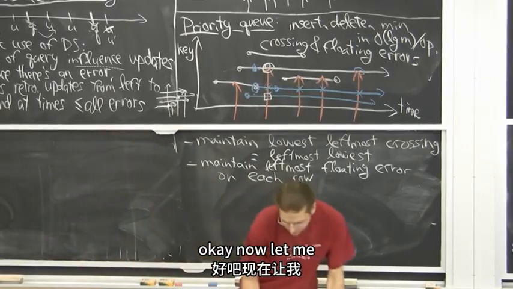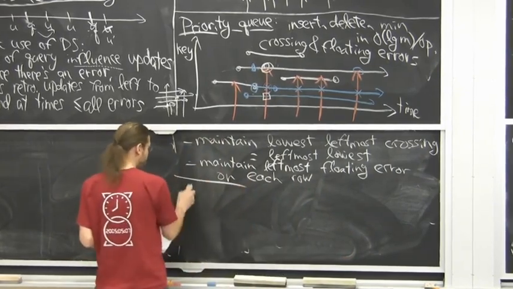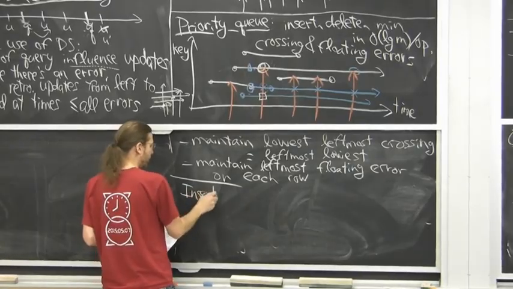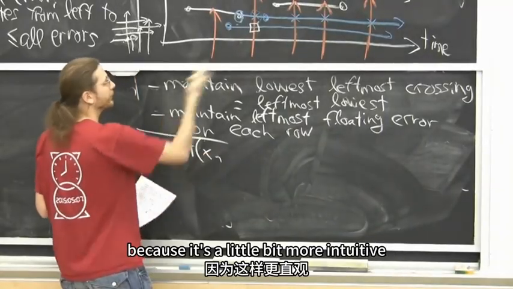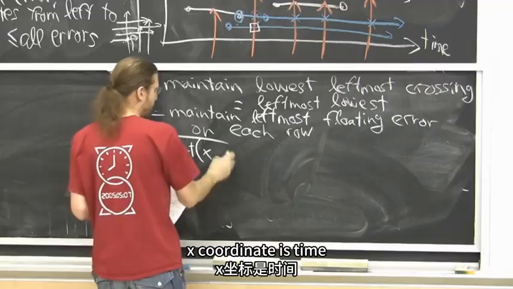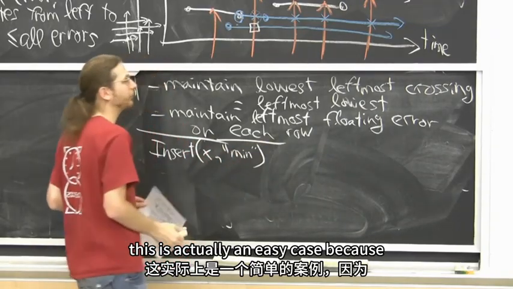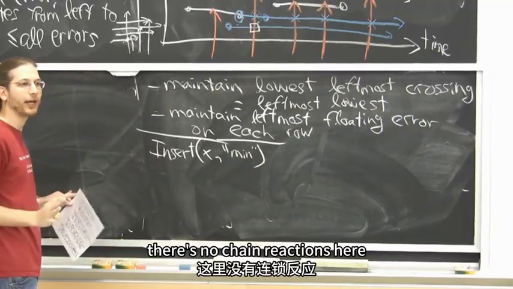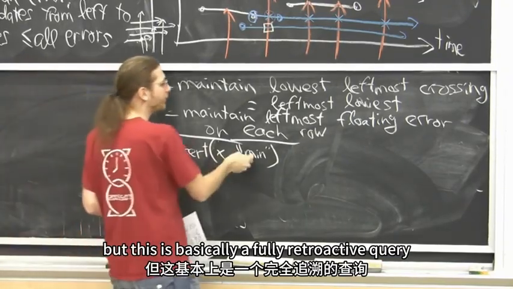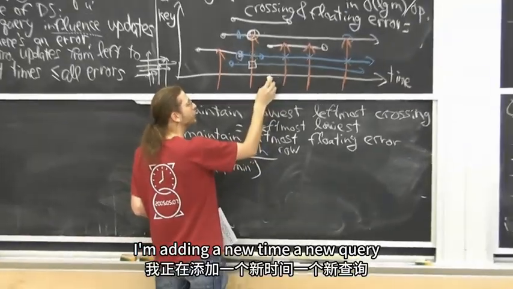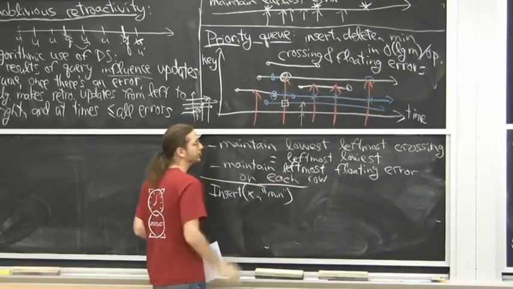Okay, now let me show you an operation. Let's do insert min. So I'm going to use x for time here because it's a little bit more intuitive. X coordinate is time. Suppose I want to insert a query. This is actually an easy case because there's no chain reactions here. It's going to be correct because I'm doing the query right now. But this is basically a fully retroactive query. I'm adding a new query, and I want to know what is the first ray that I hit.